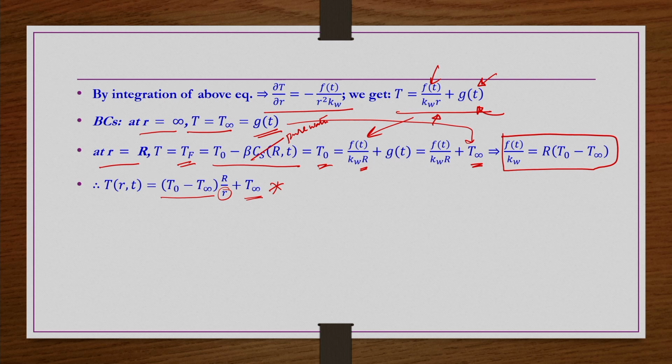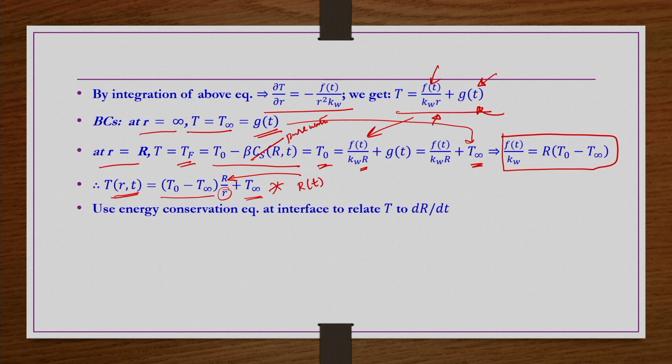You may be thinking that on the right side everything is a function of R, there is no time function. That is not true, because whatever R is there, that R is a function of time. That is the reason here also we have written T as a function of R comma time T. Okay.